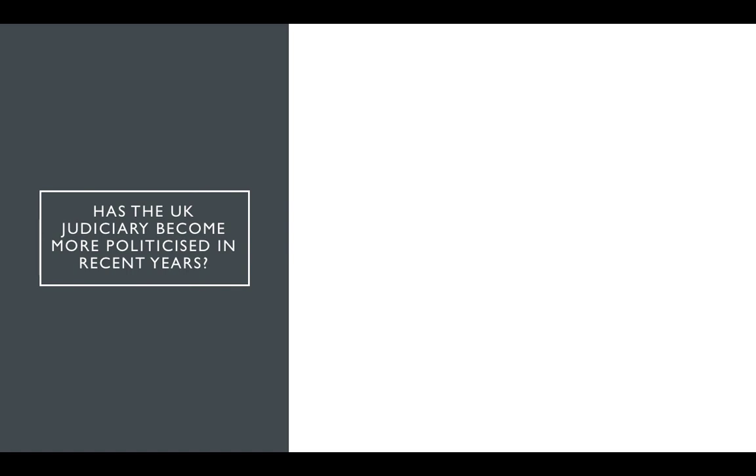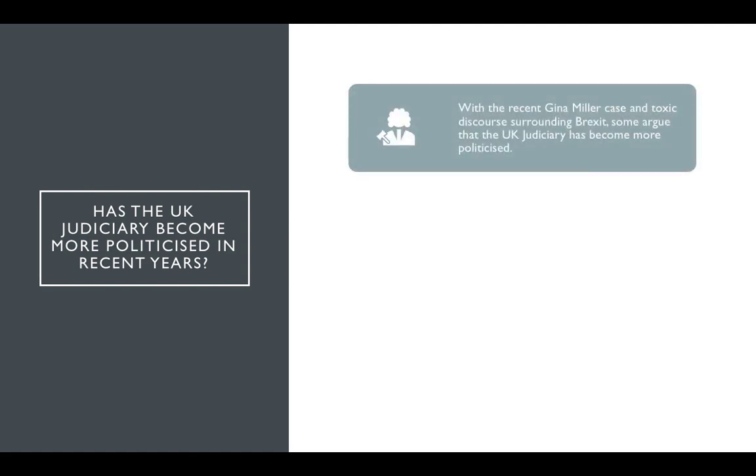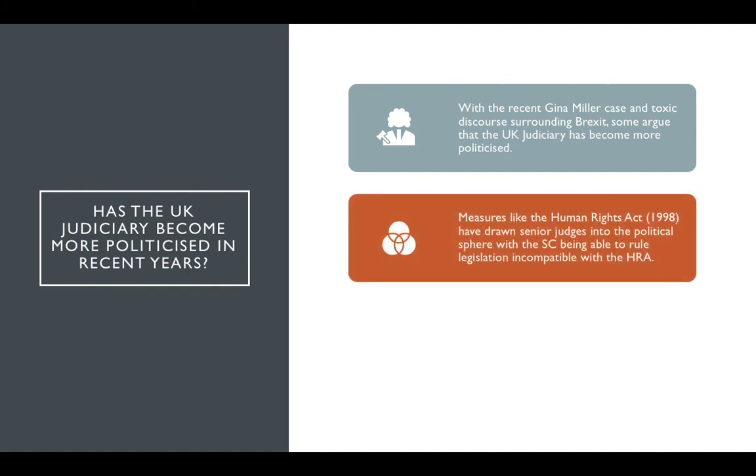So with that being said, has the judiciary become more politicized in recent years? I'm pretty sure there are a lot of opinions about this particular question, and we're going to dive into some sort of yes or no answers in this video. With the recent Gina Miller case and toxic discourse surrounding Brexit, some argue that the UK judiciary has become more politicized. Measures like the Human Rights Act have drawn senior judges into the political sphere, with the Supreme Court being able to rule that legislation is incompatible with the Human Rights Act. We looked at that in a video on human rights and civil liberties.